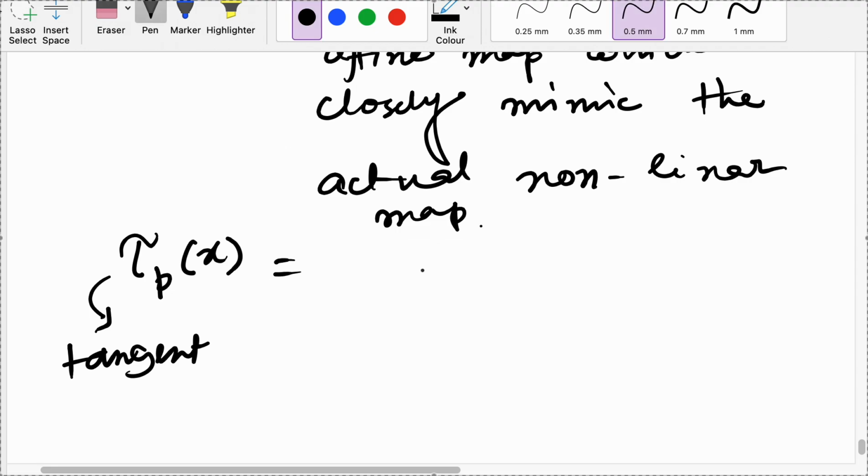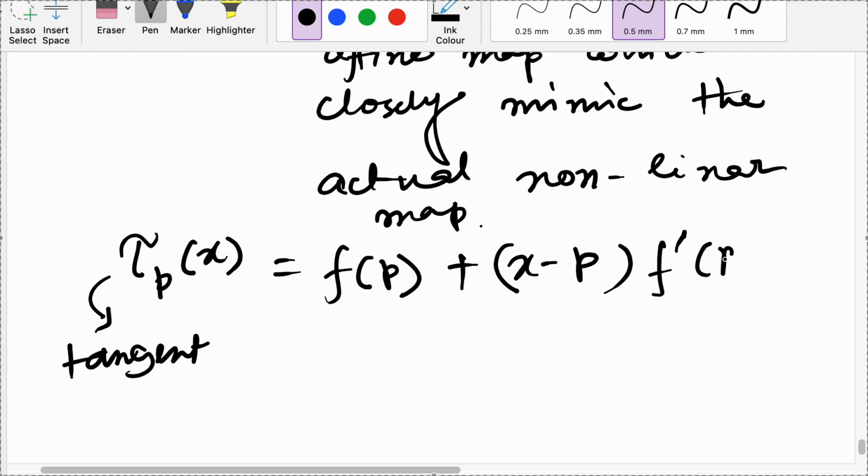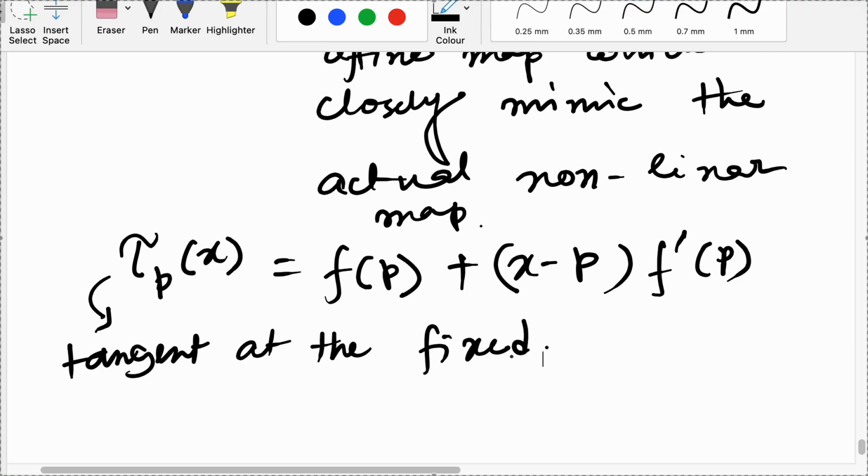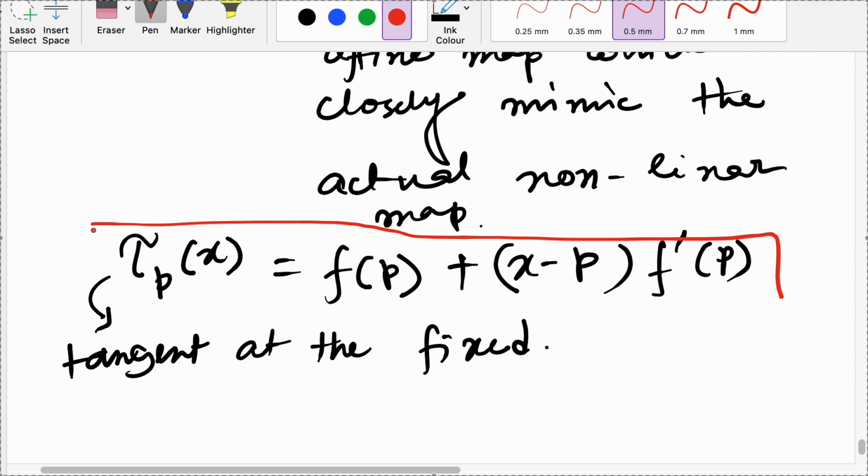The equation of the tangent at the fixed point will be f(p) plus (x minus p) into f prime of p. So if I want to know whether the fixed point is attracting the nearby initial conditions or repelling them, we can simply use this affine map instead of that complicated nonlinear map.